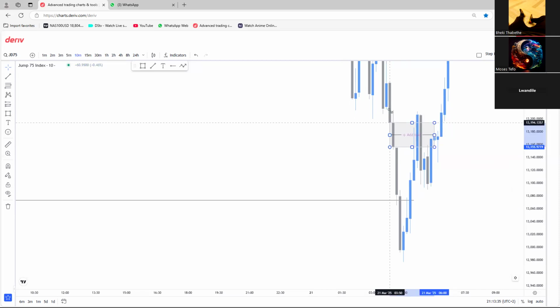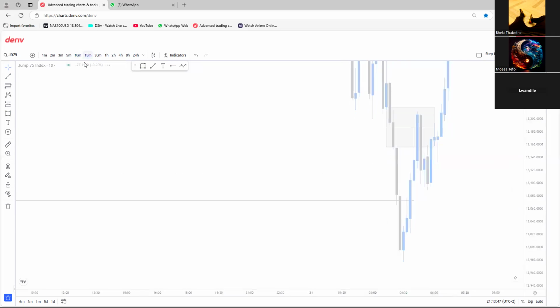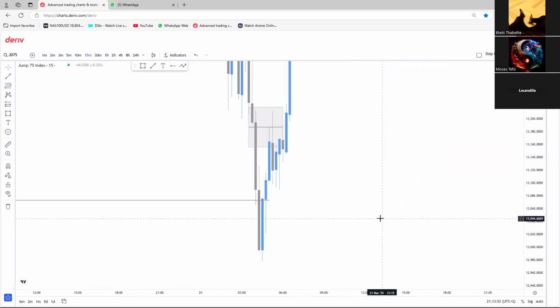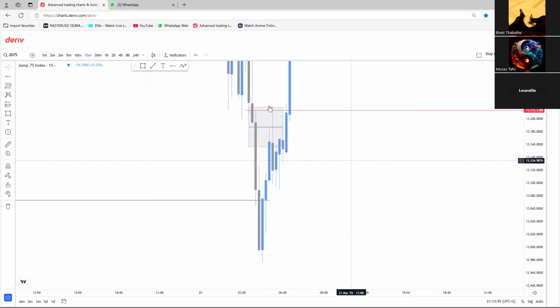So I'm going to mark the whole area here, because I can't access other time frames like 12 minutes and so forth. Now we are locked within these two time frames, 10 minutes and 15, which are not going to give us an accurate representation of what's happening here. 15 minutes is saying it's above here, and if you check, there's no sell pullback happening there. So here we are lacking time frames.